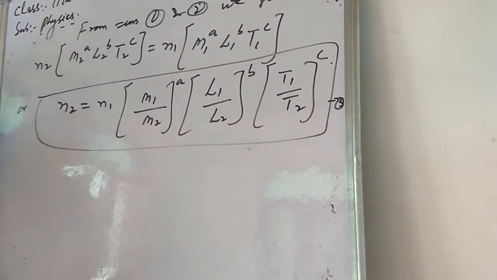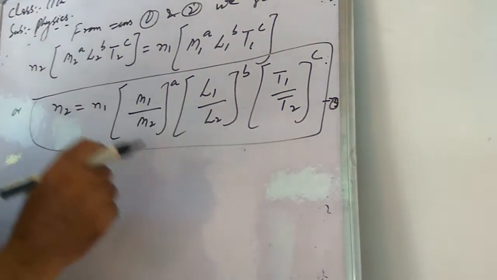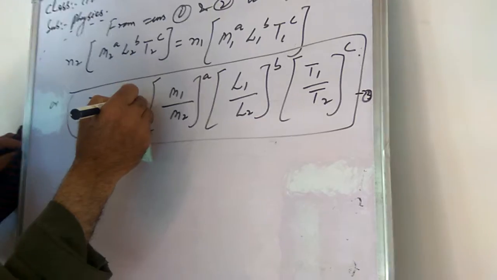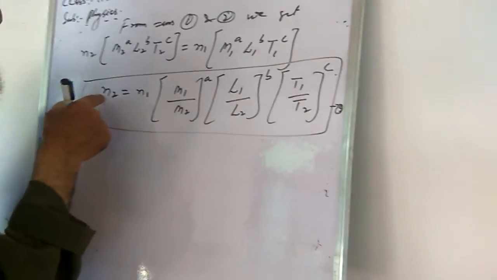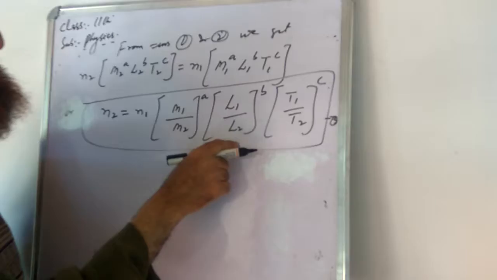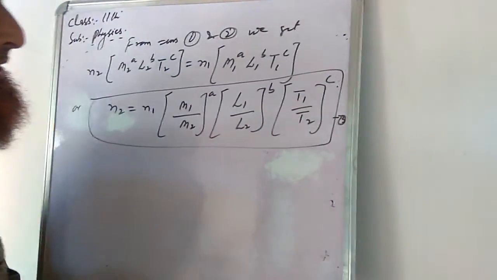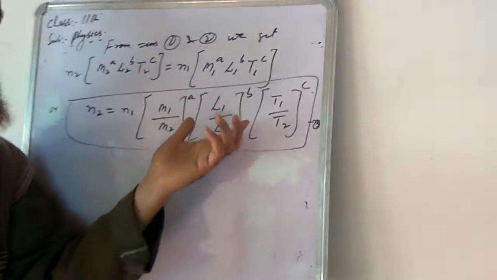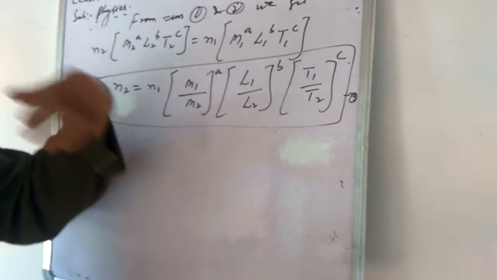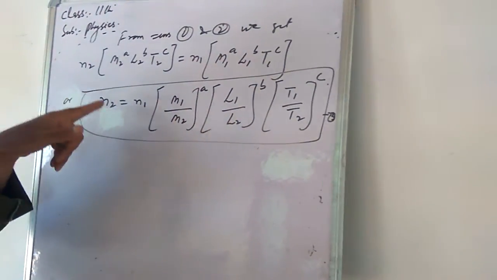According to equation third, if we have the numerical value of a physical quantity in one system of units, we can calculate its value in the second system of units. That means if we are given a physical quantity in one system of units, we can convert it into the second system by using this equation.